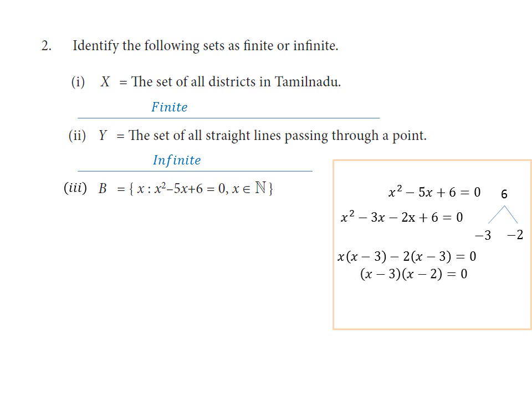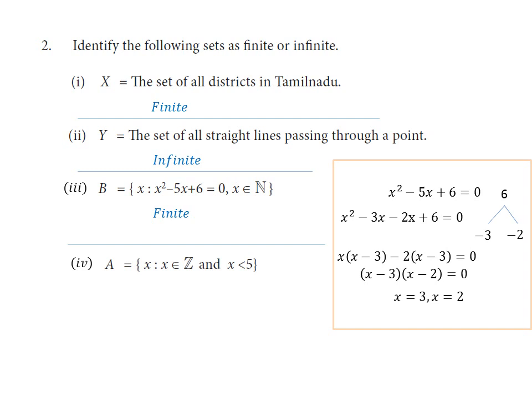In these two terms, x minus 3 is the common term. So I am taking x minus 3 out. Here the balance is x, here the balance is minus 2. So combining these two terms together, the values of x are x is equal to 3 and x is equal to 2. So we have only two elements for x. The set B contains only two elements, so this is finite.